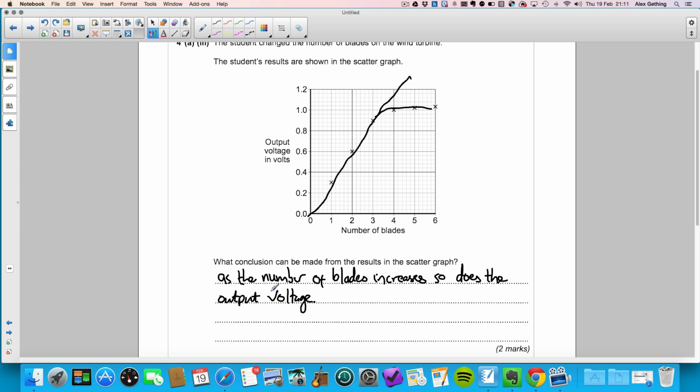Might be as simply as saying as little change with 4, 5 or 6 blades. And you could also put the data in. So you could say with 3 blades we had a value of 0.9, but with 4 blades it was 1. Then after this, smaller increments. You could actually put the data in there as well.